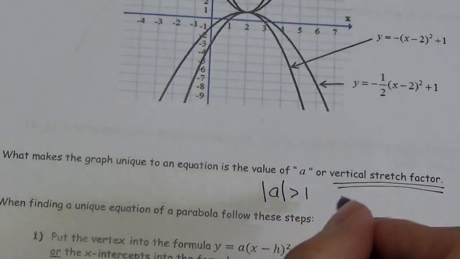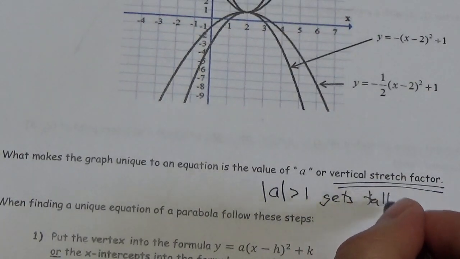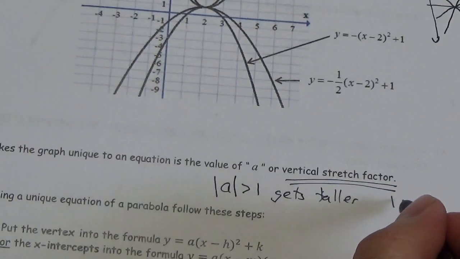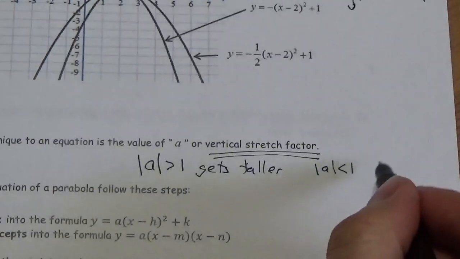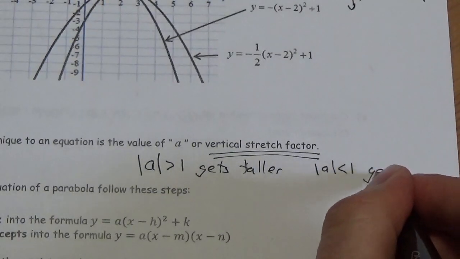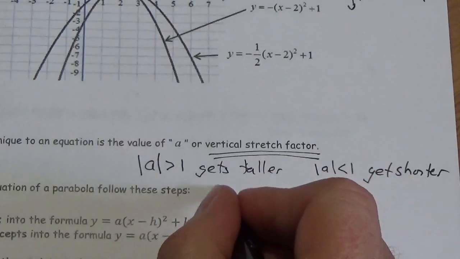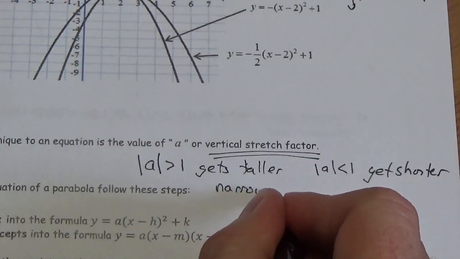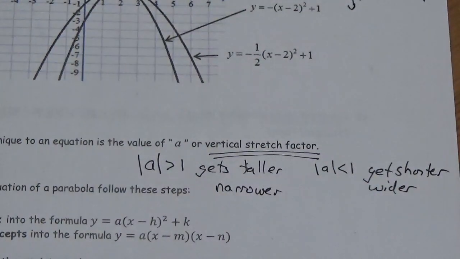If that's greater than 1, it gets narrower, or taller is what I should say. And if the absolute value of a is less than 1, it gets shorter. But really what I'm saying is that the first is going to get narrower and the second is going to get wider. As long as you know that, we're good.